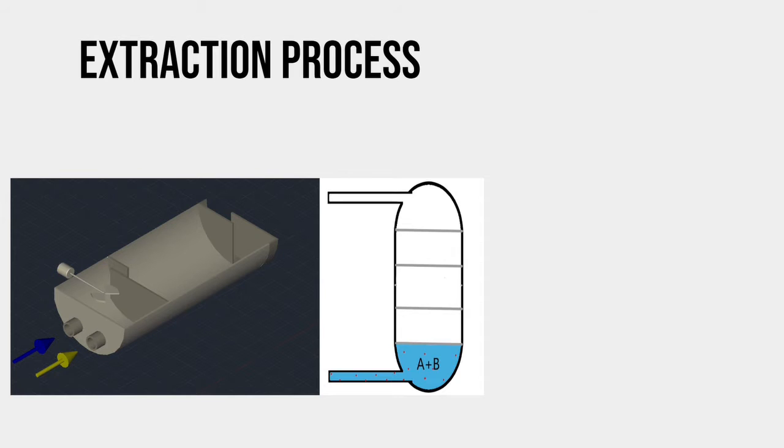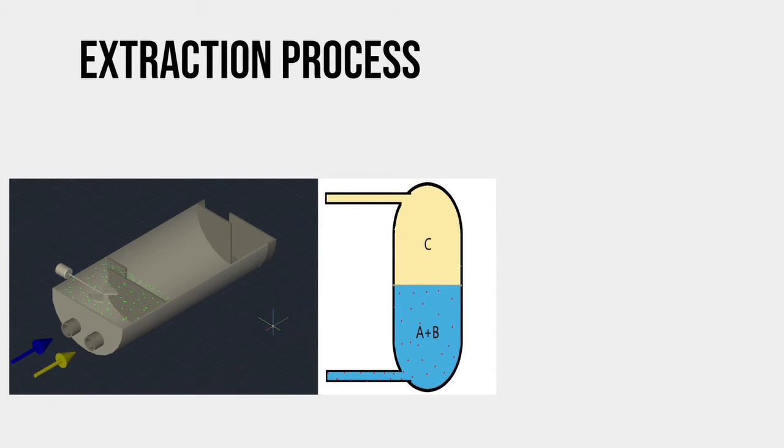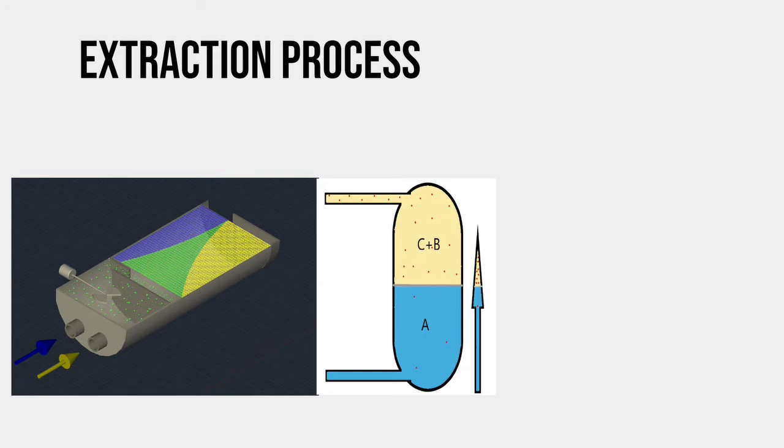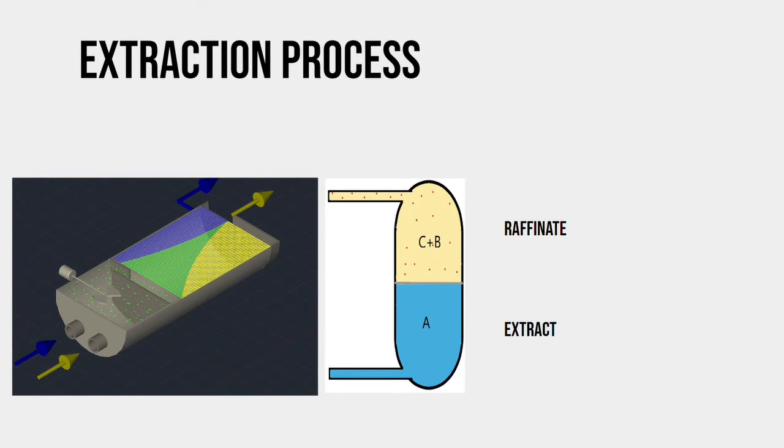The liquid containing the solute and the solvent enters the unit. Then they both mix up and the solute begins to transfer to the solvent. Once the equilibrium is reached, the fluids are left undisturbed, and after that they separate. The solvent, which is rich in the solute, is known as extract, and the carrier is known as raffinate.